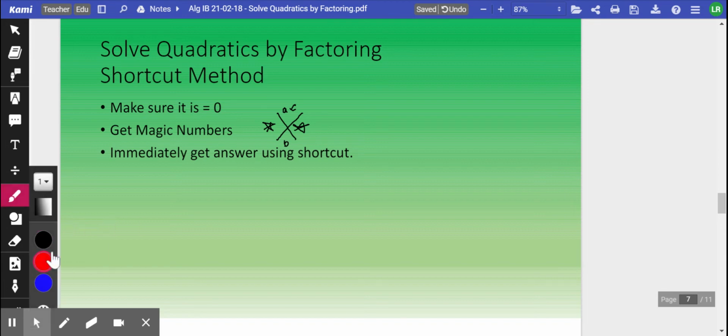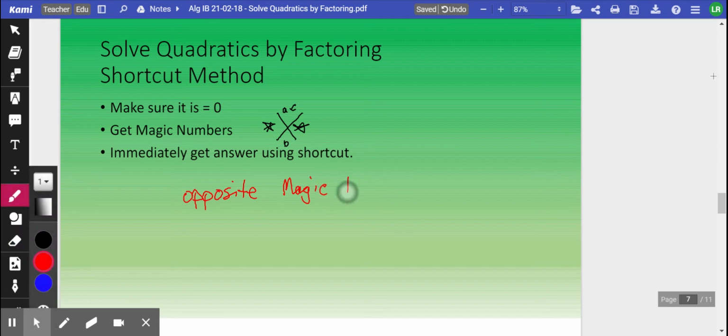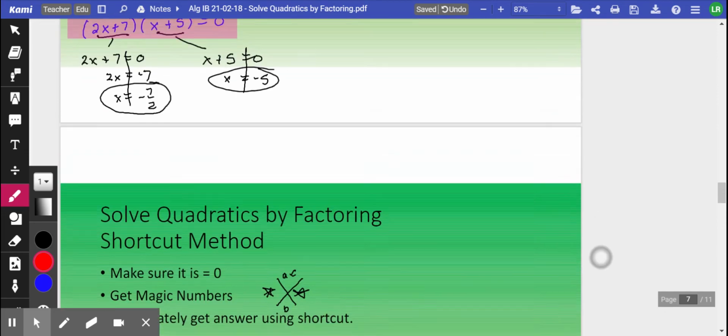Okay. The shortcut, it is opposite of the magic number. Opposite of the magic number, not magic hashtag, opposite of the magic number, divided by whatever the A value is. And that'll give you the answer right away. You don't have to do all the factoring. Okay, so let me show you exactly how that works, okay, by going back for a second, okay?